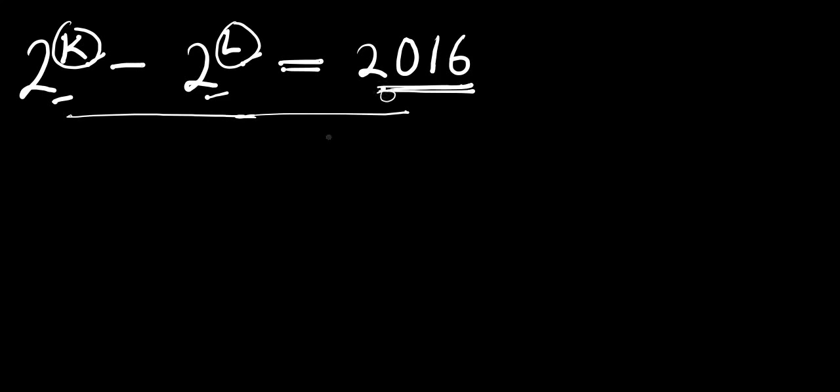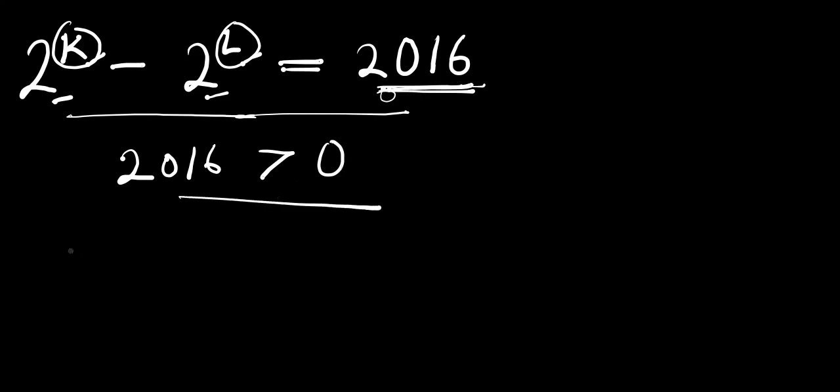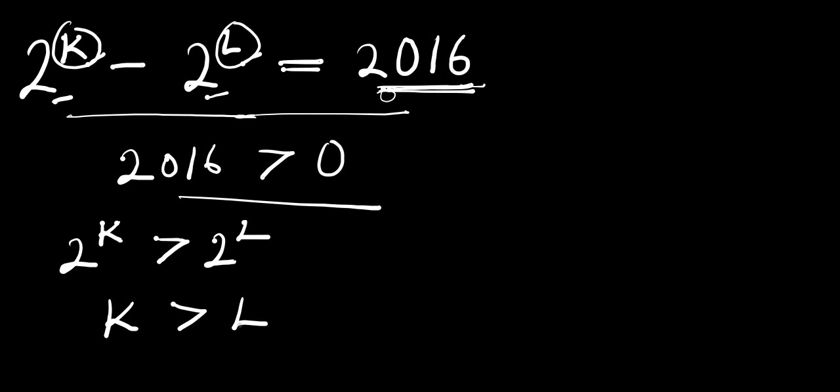So this actually means that 2016 is greater than 0. So if 2016 is greater than 0, that also means that 2 to the power of k is greater than 2 to the power of L. And this also translates to the fact that k is greater than L. So if k is greater than L, we will find a way of making k equal L.